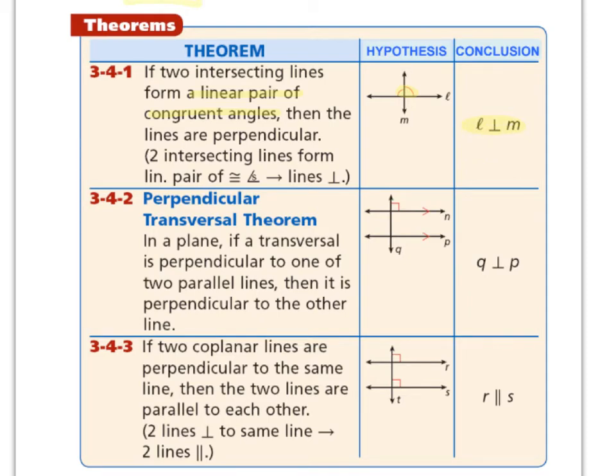Let's take a look at the next one. The perpendicular transversal theorem. This says, in a plane, if a transversal is perpendicular to one of 2 parallel lines, then it has to be perpendicular to the other parallel line. And this obviously makes a lot of sense because if 2 lines are parallel, they have the same slope. The line that is perpendicular to one of the parallels must therefore be perpendicular to the other because the slopes will still have the same relationship.